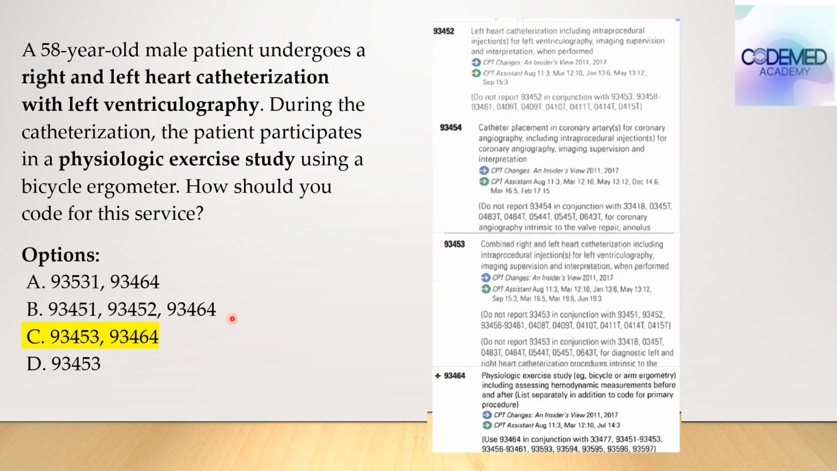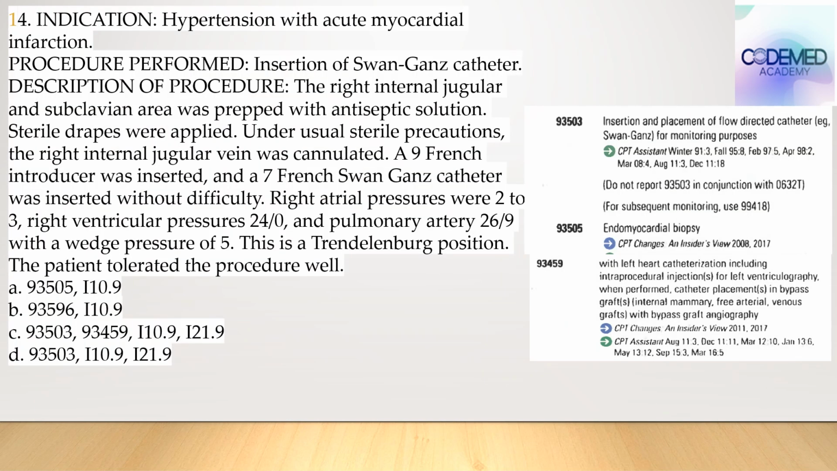So yes, B is not the correct answer because it is talking about the right and the left catheterization codes separately. We will always choose the combo code, which is 93453. And remember that there is a physiologic exercise study that has been carried out, and that is not covered in this code. So in order to cover that, we will have to report an additional code, that is 93464. Kindly check that we can use this code in conjunction with all these codes, and that's why C is the correct answer.